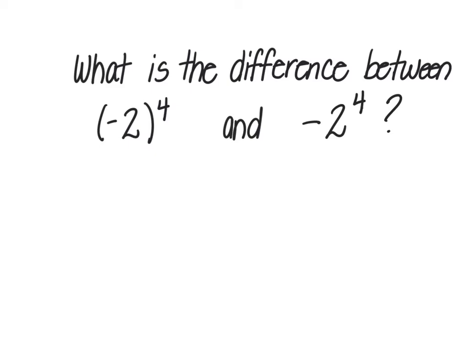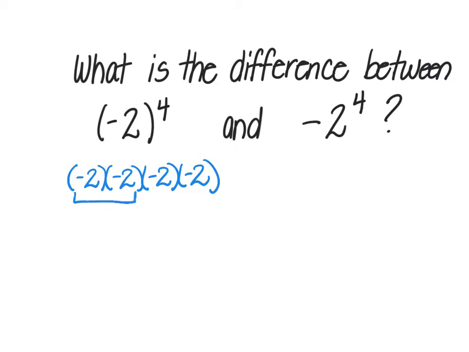So (negative 2) to the fourth power means that I have 4 negative 2's. So I'm going to write that negative 2 out 4 times. Because that negative is enclosed in the parentheses, it is being repeated 4 times. So when I multiply this out, negative 2 times negative 2 is 4. And then I can multiply this negative 2 times negative 2 to get another 4. And 4 times 4 is 16. So this result is 16.